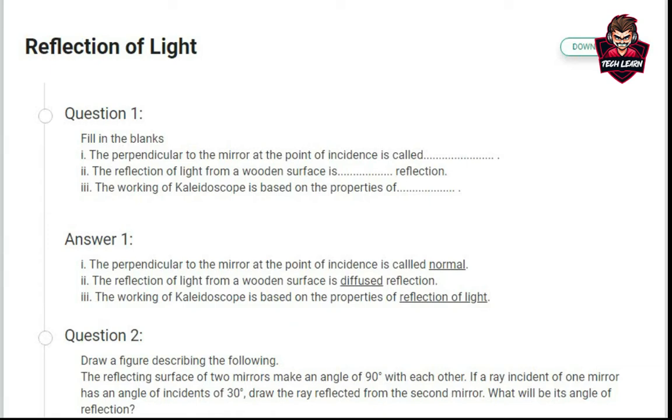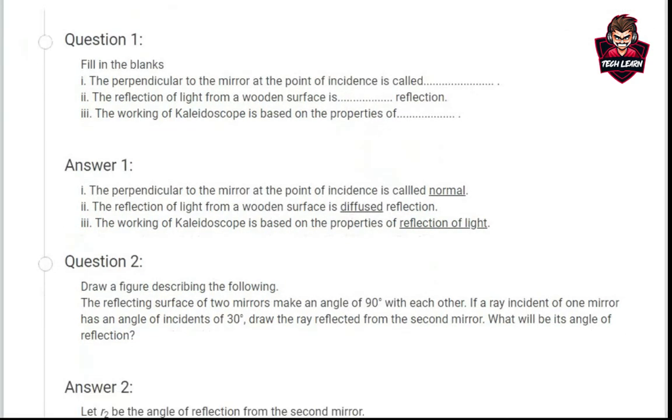Reflection of light exercise. Question number 1. Fill in the blanks. 1. The perpendicular to the mirror at the point of incidence is called. Answer. The perpendicular to the mirror at the point of incidence is called normal.